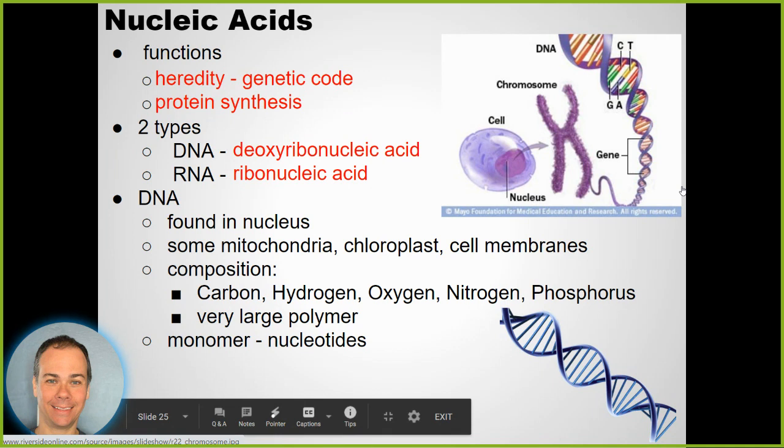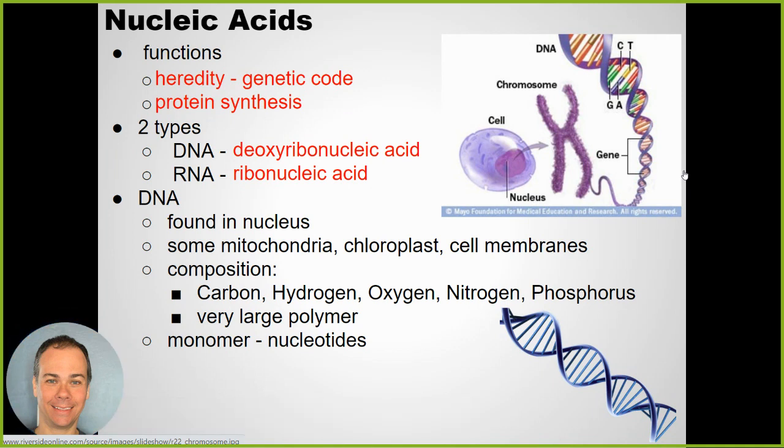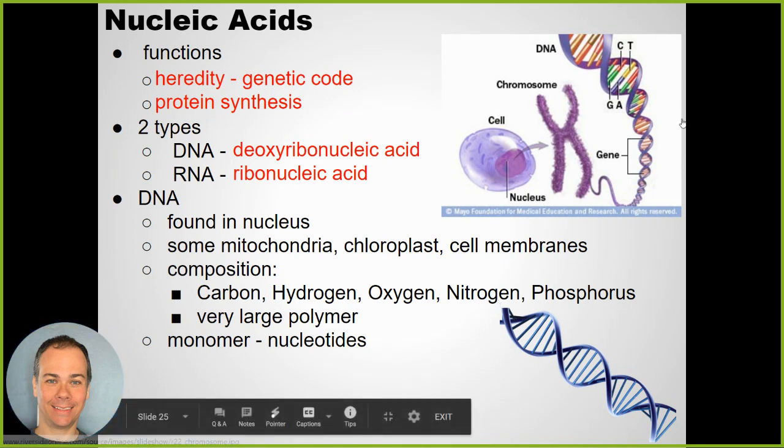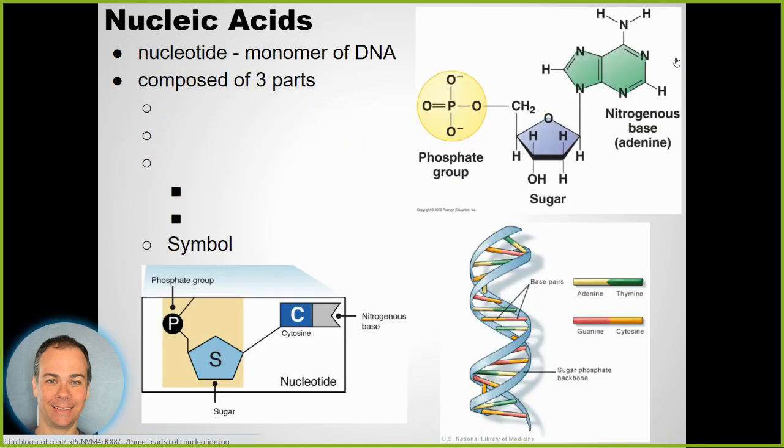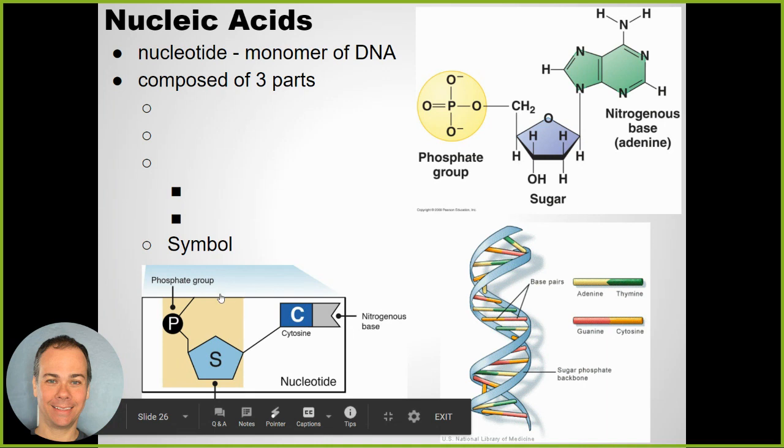DNA is found in the nucleus of our cells. It makes up our chromosomes. It's also found in some other places. They're made of carbon, hydrogen, oxygen, like other molecules, also nitrogen and phosphorus. And these are very large molecules. They're made of a bunch of smaller molecules that are called nucleotides. Here's one nucleotide. It has a sugar, a phosphate, and then a base.